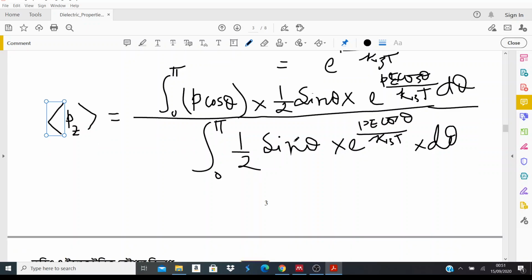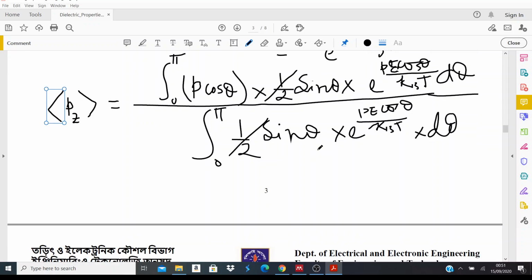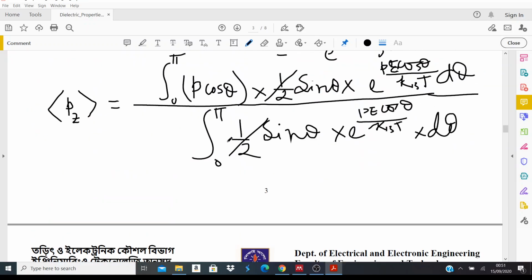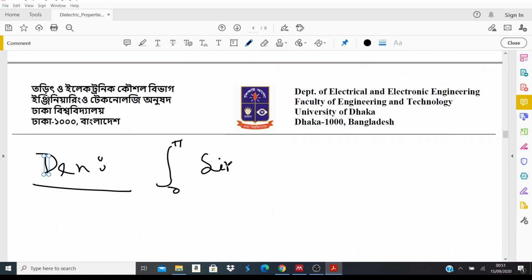And we need to calculate these quantities. This half and this half are gone, and we need to calculate the numerator and the denominator, right? So let's write the denominator first. I'm abbreviating the denominator as den, and what we have in the den is the integral from 0 to pi of sine theta e to the power pE cos theta by kBT, and then we have d theta.